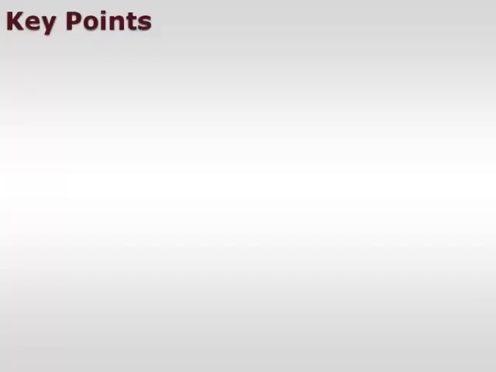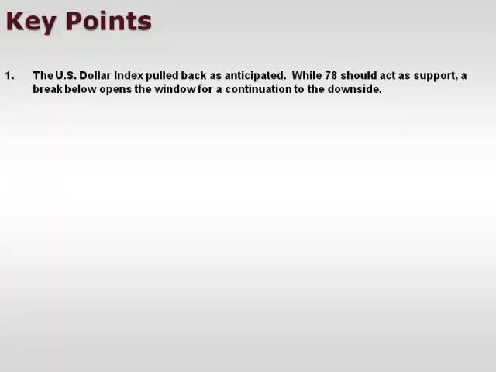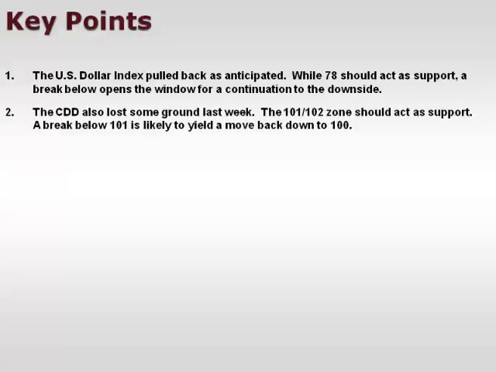Let's take a look at a few of our key points. First of all, the US dollar index pulled back as anticipated, while 78 should act as support. A break below opens the window for a continuation to the downside. The CDD also lost some ground last week. The 101-102 zone should act as support. A break below 101 is likely to yield a move back down to 100.